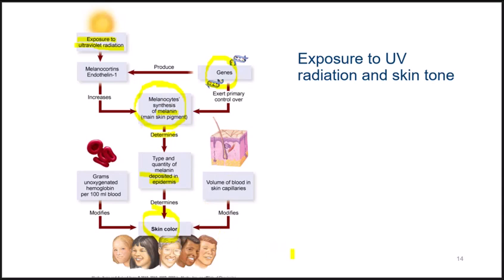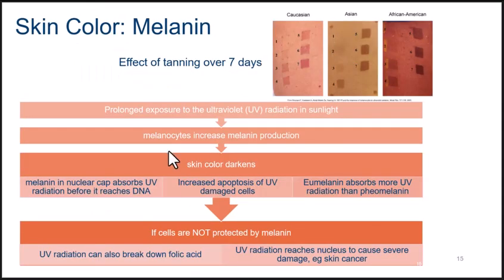A couple of other variables can also affect your skin color. So the volume of blood, the amount of blood that you have in your skin capillaries, which are small blood vessels in your skin, can also impact the color of your skin, and then the amount of what's called unoxygenated hemoglobin as well, you'll learn more about hemoglobin next term, can determine your skin color. And that's why all of us have different shades of skin.